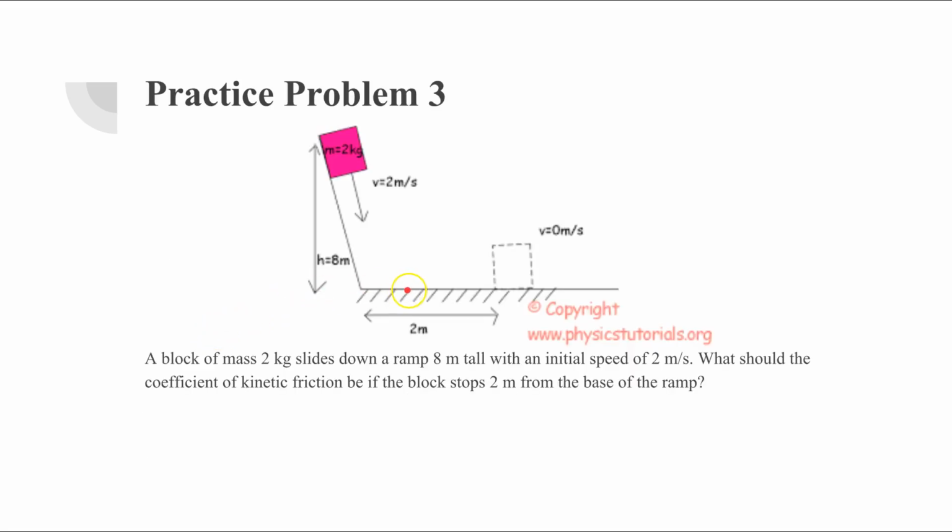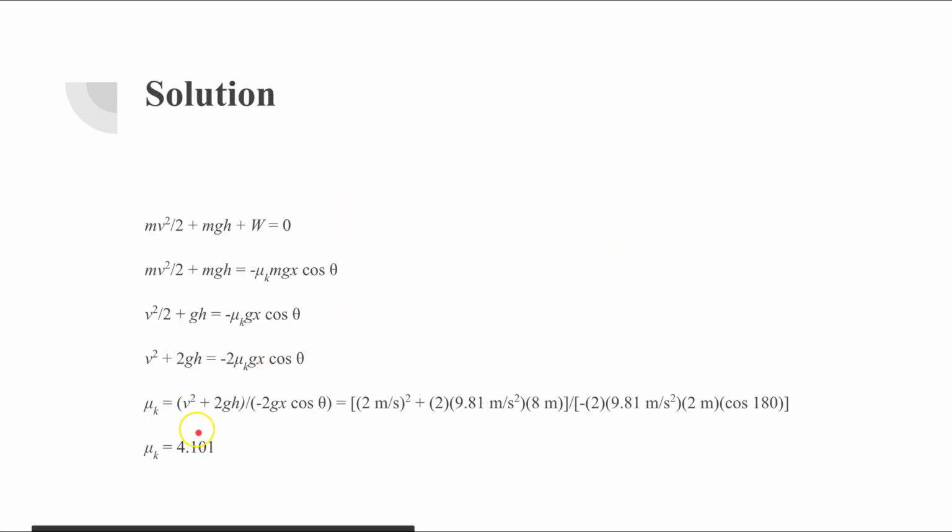So this problem's kind of wrong. You won't get this block to stop in 2 meters, because this mu k is just way too large. But at least it showed you how to solve these types of problems where you have conservation of energy with external work.